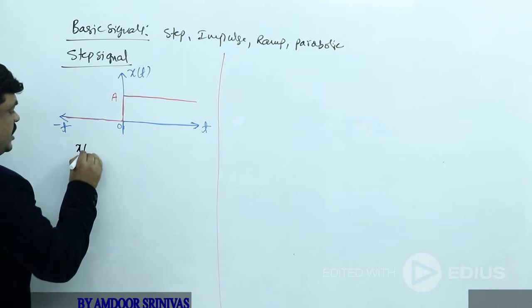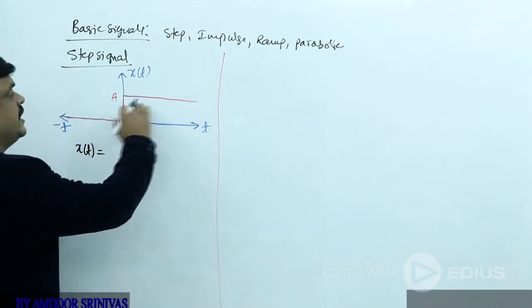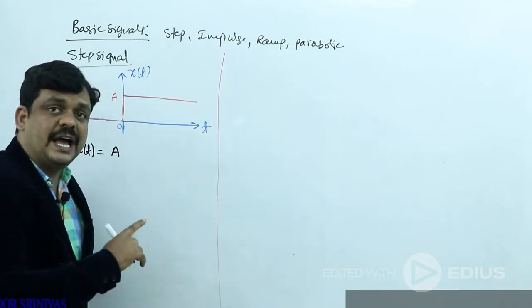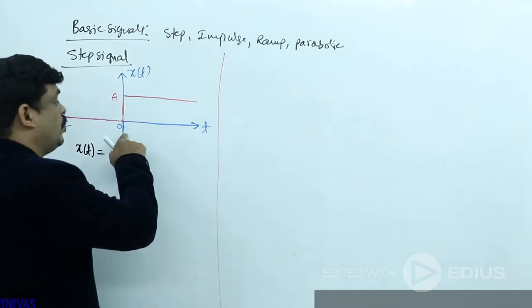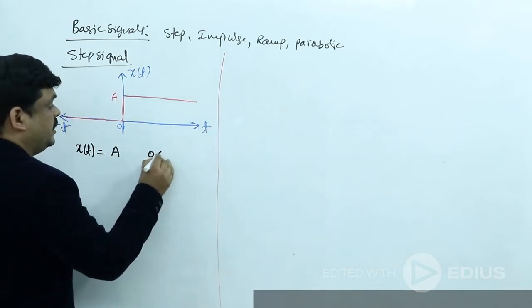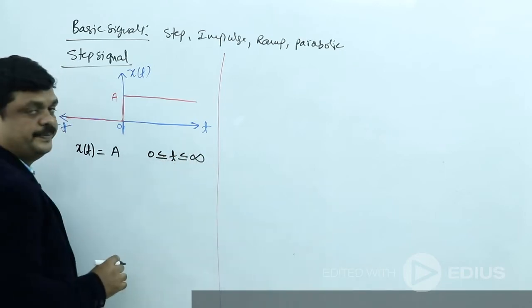So now I want to write the functional representation. The functional representation you always have to write like this. The x of t function has constant amplitude. How much amplitude? A amplitude. This amplitude is defined from t equal to 0 to t equal to infinity. So that's why we have to write 0 is less than or equal to t is less than or equal to infinity, combination, right?